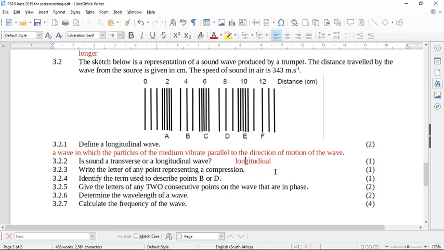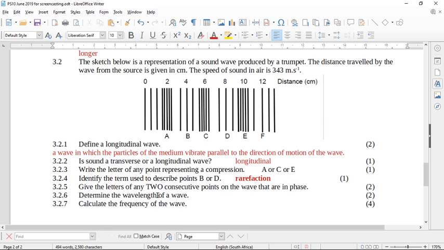Write the letter of any point representing a compression. So here, this is the compression where all the little air particles are squashed together. So A, C, and E are all compressions. So it's A or C or E is going to be a compression. Identify the term used to describe the points B or D. That is a rarefaction. It's another weird word that you have to learn. Rarefaction. Okay.